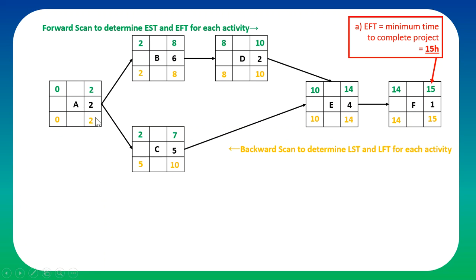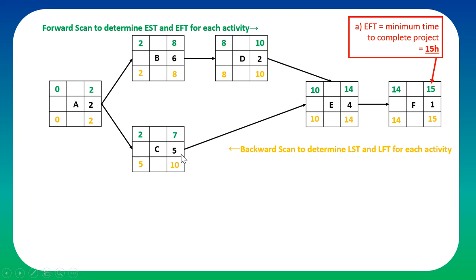And the latest finishing time also is the same as the earliest finishing time, because the latest starting time and the earliest starting time is 0. So it takes 2 hours. So the earliest you can finish is 2 hours, and the latest you can finish this is also 2 hours. Otherwise, the whole project will be jeopardized. But something like this is interesting.